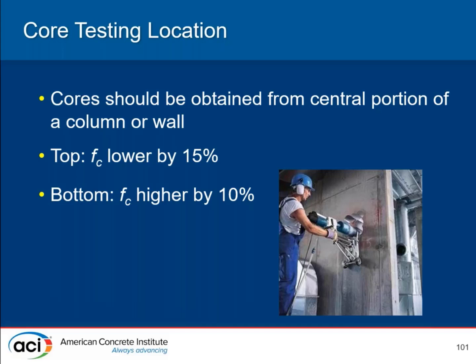During placement, the self-weight of the plastic concrete actually consolidates the concrete in the lower portions of a column or a wall. So if you're coring a column or a wall, you should take the core from the middle half of the column. As you work your way towards the top of the column, where that consolidation pressure isn't available, the concrete strength drops by, say, up to 15%. And if you're coring near the bottom of the wall, where that consolidation pressure is the greatest, then the compressive strength can be higher by 10%.